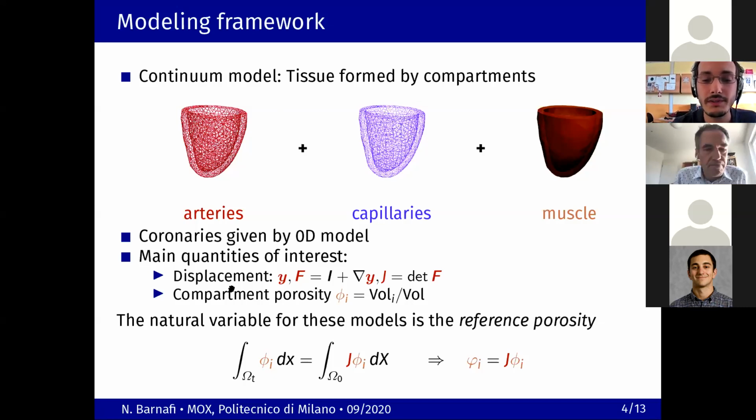And the relevant quantities that we need to study here are, as usual, the displacement and all its relatives, the strain tensor and its determinant. And then we have this quantity called porosity. It represents the percentage of fluid, be it in the arteries or the capillaries. But this is not really a natural variable to consider in this kind of models. Actually, the one that comes up after studying the thermodynamics is the reference porosity, which comes from this very simple derivation. So I'm going to use the reference porosity throughout the presentation. Its interpretation would be the fraction of fluid present in a deformed portion of the tissue.